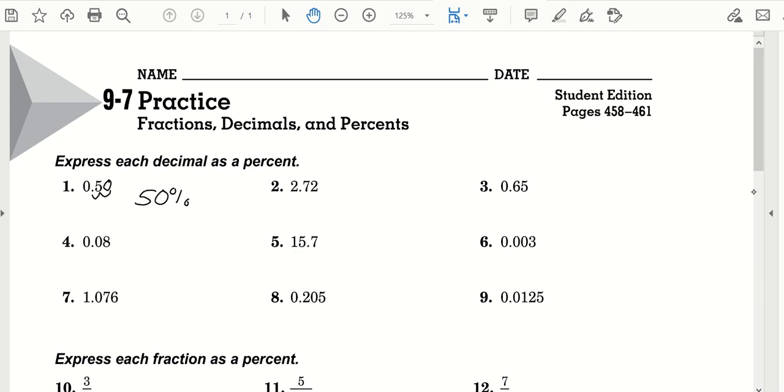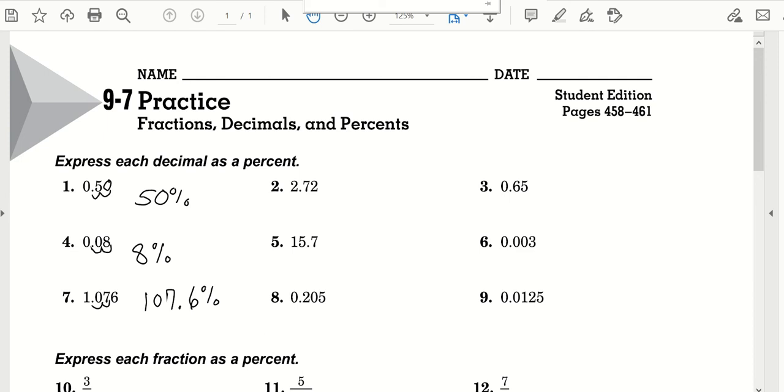Same thing here. Take your decimal 2 spots to the right, and we get 8%. Same thing here. Decimal 2 spots to the right, and we get 107.6%. Now, if we were to go from a percent to a fraction, we would do the exact opposite of that. But right now, pause the video, try 2, 3, 5, 6, 8, and 9, please.